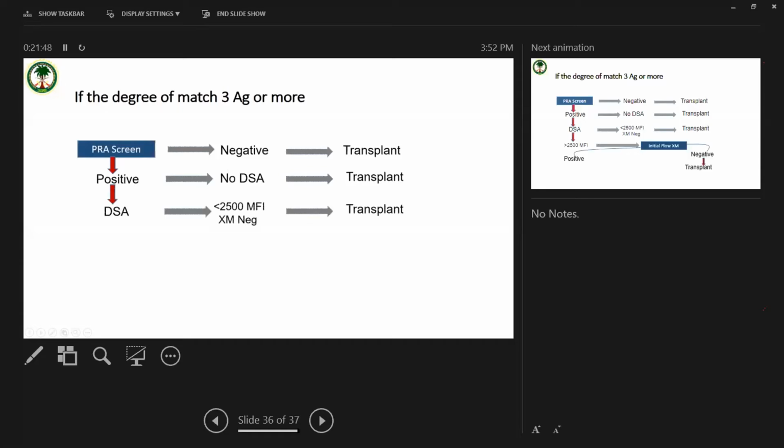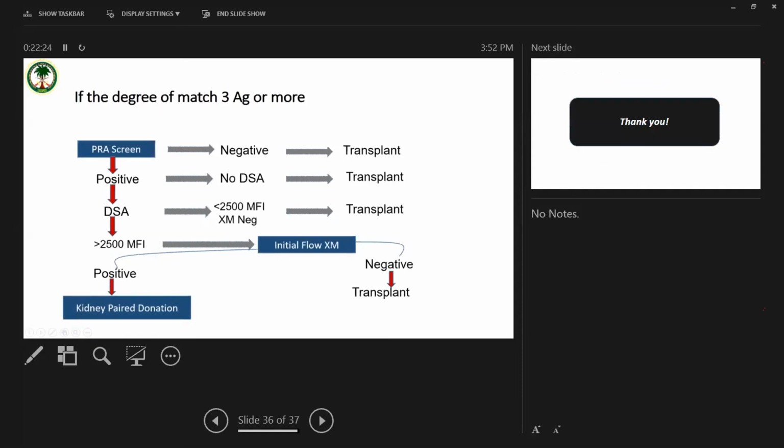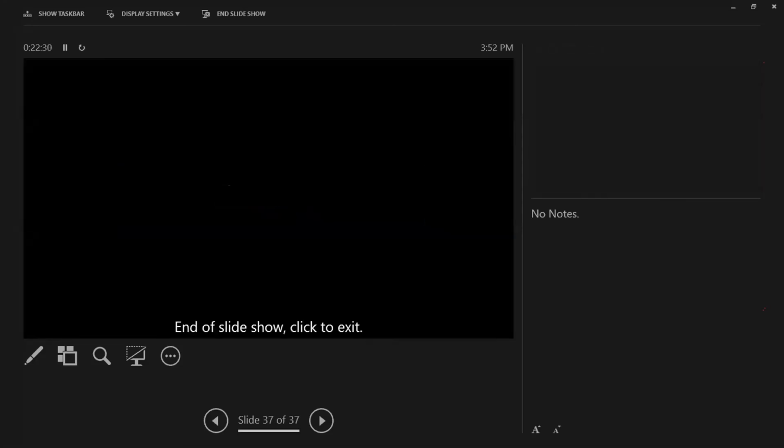If there is a DSA, and that DSA is less than 2,500 MFI, we usually do an initial cross-match. If it's negative, we transplant from that intended donor. If the DSA is more than 2,500 MFI, we also do an initial cross-match, and if it's negative, we transplant, because sometimes you might see a very weak donor-specific antibody that leads to a negative cross-match. You can proceed straight ahead with transplant with, of course, some induction like low-dose IVIG or rituximab. If the initial cross-match is positive, then the patient will be referred to kidney paired donation. That's my talk, and I would be happy to receive any questions.